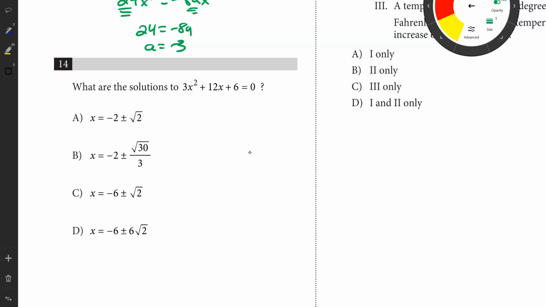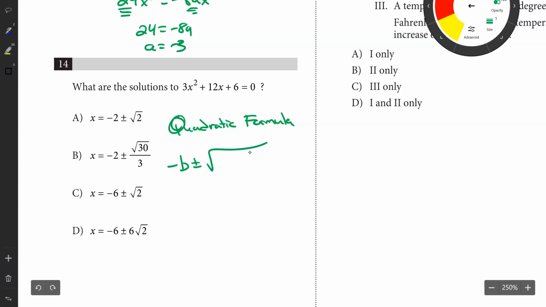Which of the following are solutions? And this goes back to good old quadratic formula. So yes, you do have to know it. It could very well come up. Negative b plus or minus square root of b squared minus 4ac all over 2a. And because this is non-calculator, I would recommend simplifying this, dividing everything by 3.